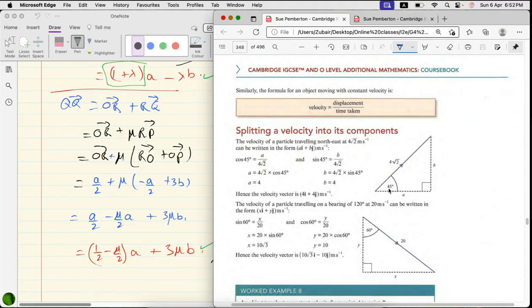So we're just splitting this up. This is 4 square root 2. So this would be 4 square root 2 cos 45. This will be 4 square root 2 sine 45. And the resulting answers in this case are 4 and 4.